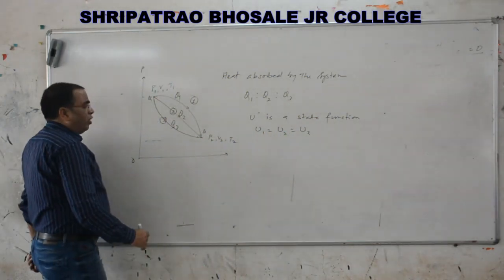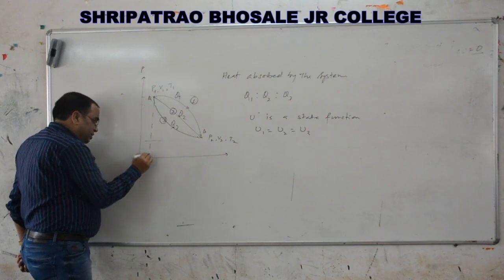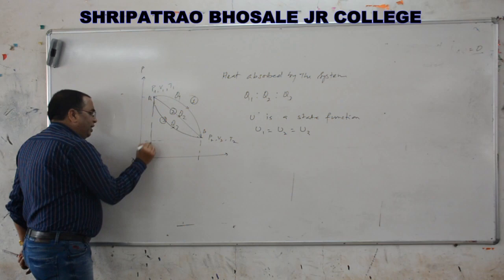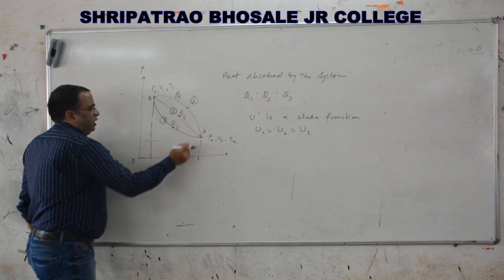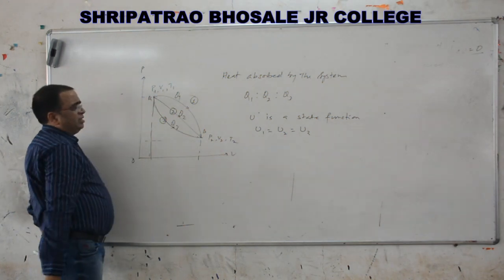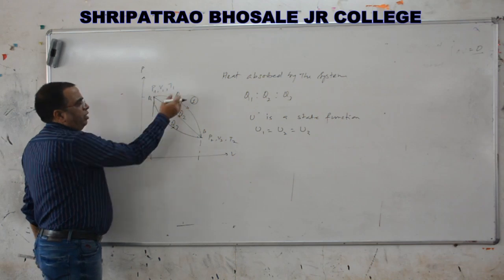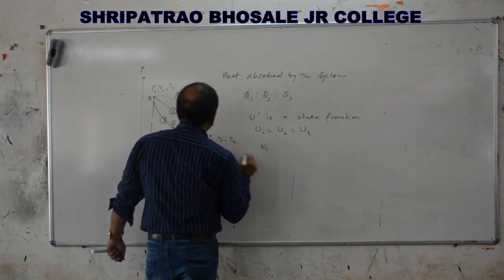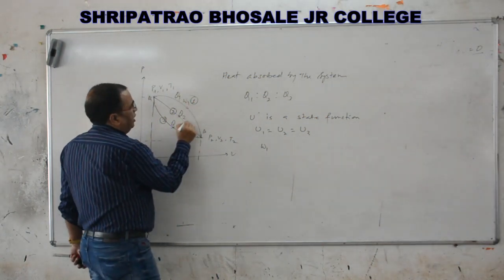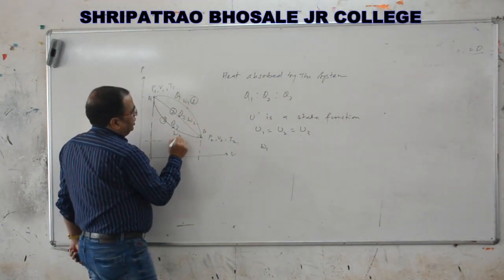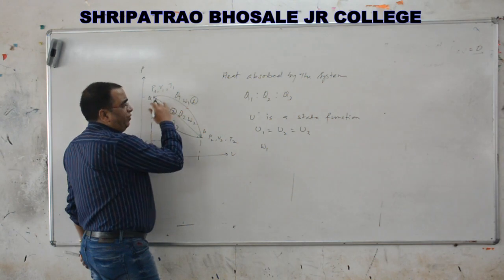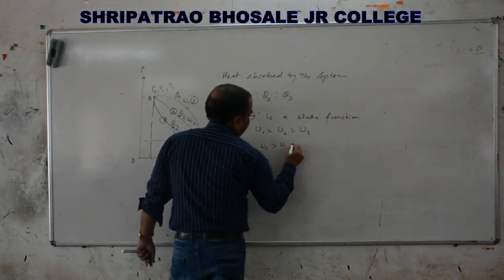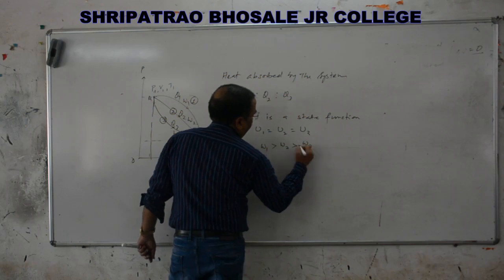Now, work done. You know well, the amount of work done is the area between the PV graph and the volume axis. So maximum work done is in the first process. Suppose the work done is W1, in the second process W2, and in the third process W3. One can easily say W1 is greater than W2 and W2 is greater than W3.